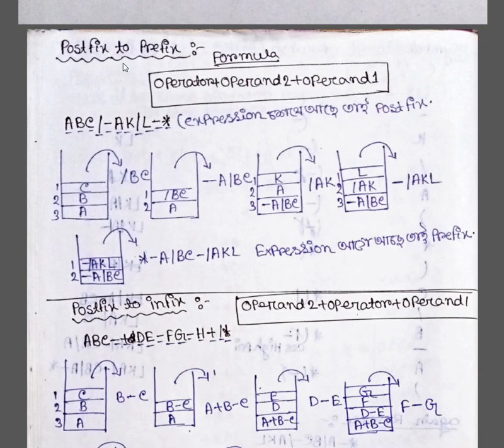Now, for transforming a postfix expression to prefix, the formula is operator, operand 2, and operand 1. You just have to remember this formula, and then these expressions will be automatically solved. But one thing you should remember for postfix to prefix transformation is that we don't have to reverse.